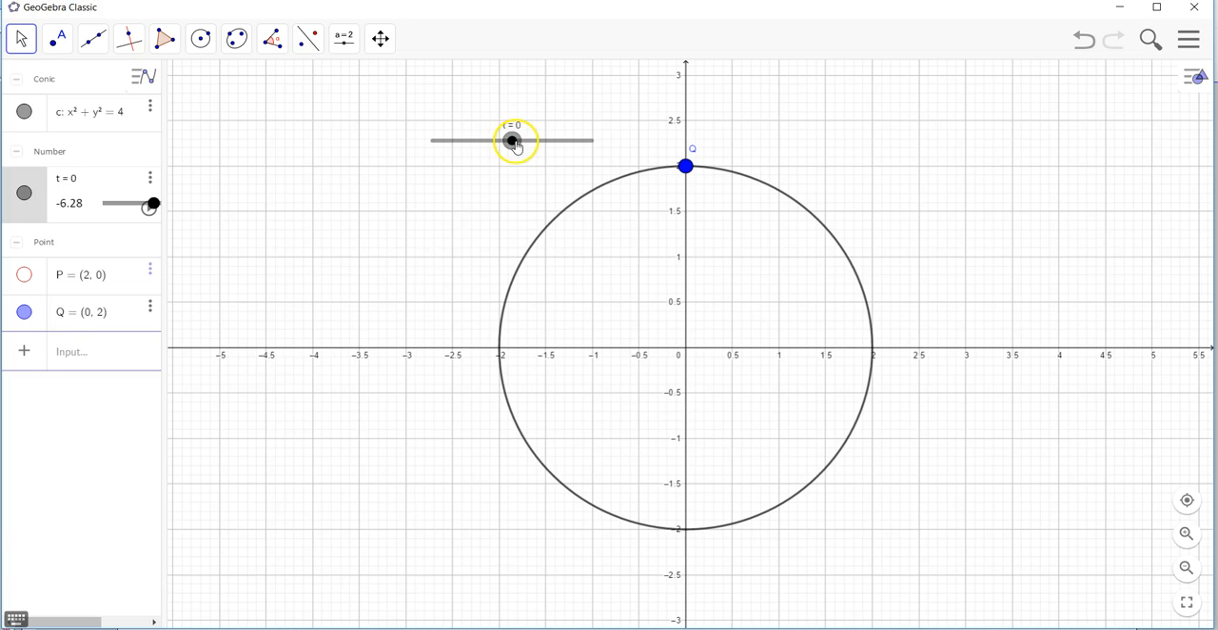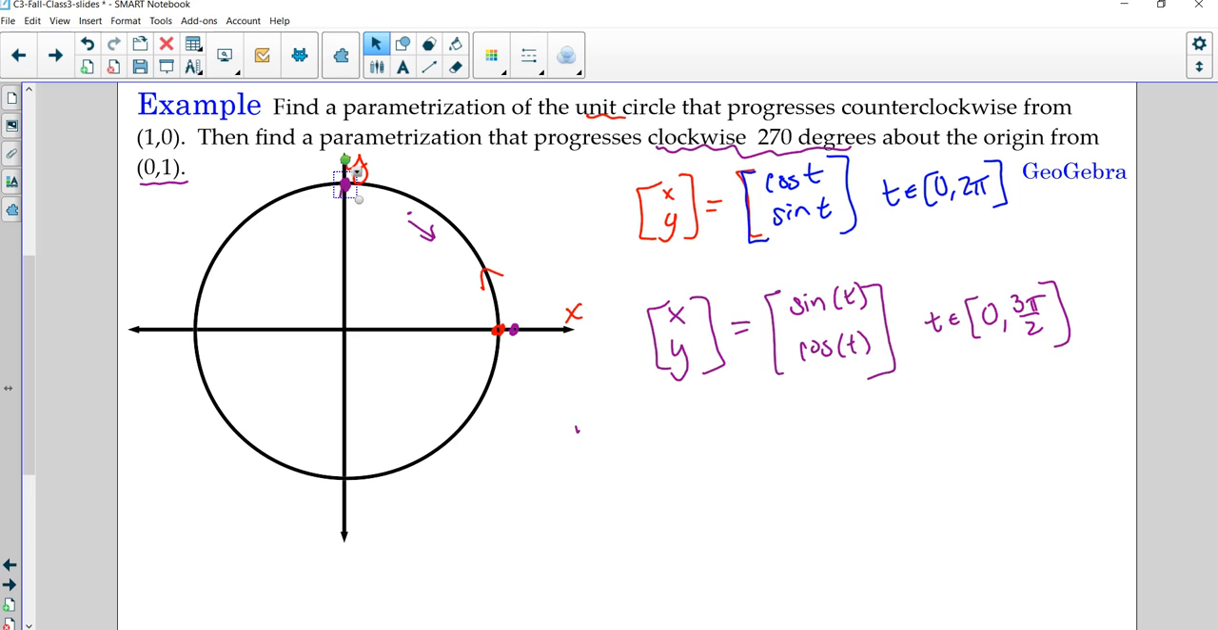When I did that, and now I progress t, you notice I start up at 0, 1, and as I progress, it is going clockwise, and I can stop here at, I think, 3 pi over 2 or so, and it would be right on the negative x-axis. Okay, so it seems like that function is working well. All right, so I think I've completed this example.